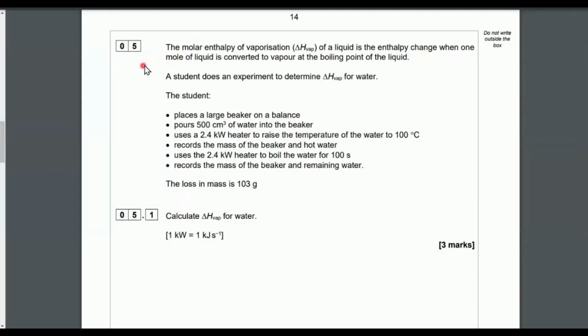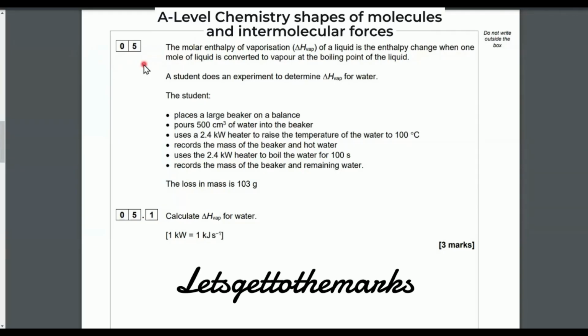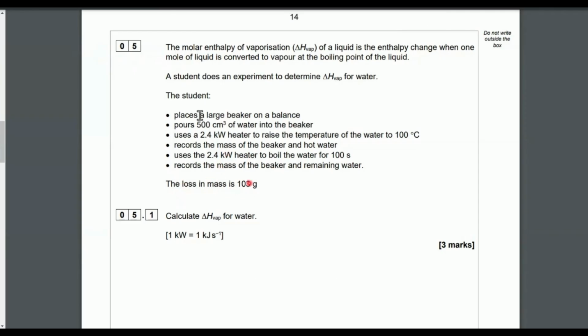Okay, we're looking at this question, which is really on shapes of molecules. Let's get into it. Okay, it's quite a difficult one on shapes of molecules and a bit of an unusual maths question here. So question 5, the molar enthalpy of vaporization, delta H with a little vap, of a liquid is the enthalpy change when 1 mole of a liquid is converted to vapor at the boiling point of the liquid. A student does an experiment to determine the enthalpy of vaporization for water.